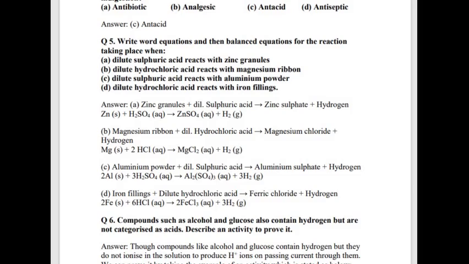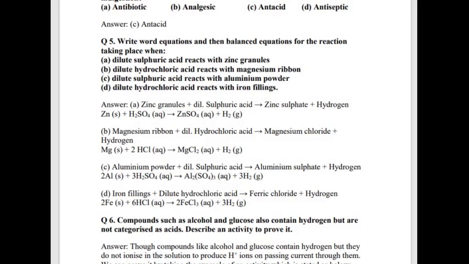Now coming to the next reaction, which is dilute sulfuric acid reacts with aluminium powder. So what will happen? Aluminium sulfate along with hydrogen gas will be formed, and we have to take 2 moles of aluminium powder with 3 moles of sulfuric acid. It will give 1 mole of aluminium sulfate along with 3 moles of hydrogen gas.